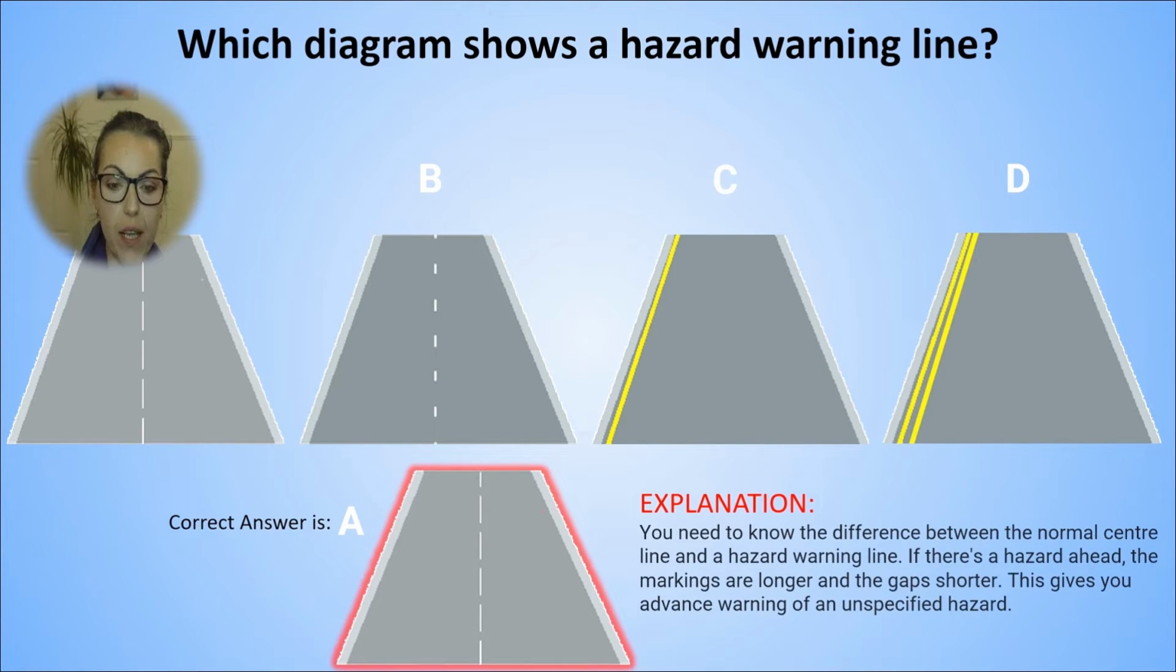Explanation. You need to know the difference between the normal center line and the hazard warning line. If there is a hazard ahead, the markings are longer and the gaps shorter. This gives you advance warning of an unspecified hazard.